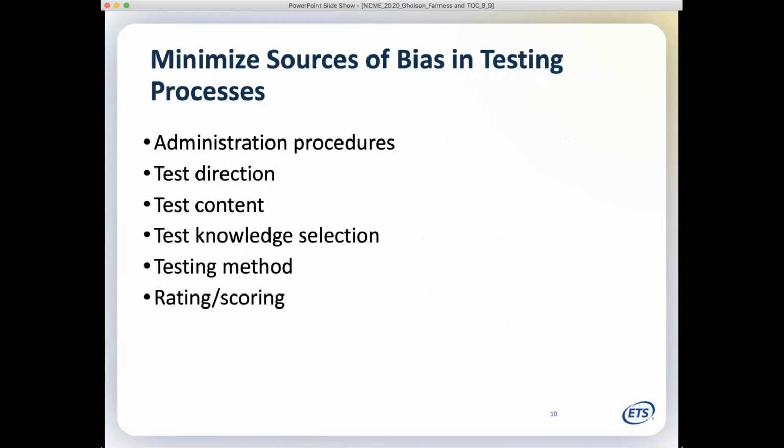So when we're thinking about fairness in testing, we try to minimize our sources of bias in our testing processes. We look at our administration procedures. We look at the test directions and the directions for administration and try to make sure that we have a standardized test administration. We look at test content, test knowledge selection. We also look at method and ratings or scores and how we're going to do the scoring procedures. Next slide.